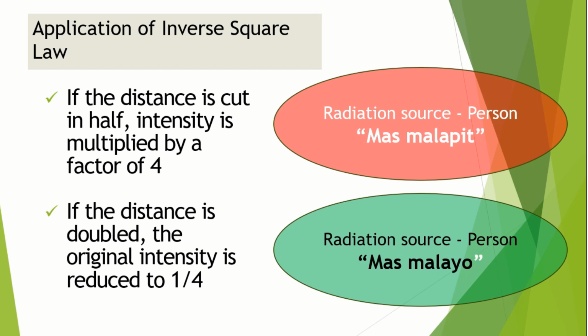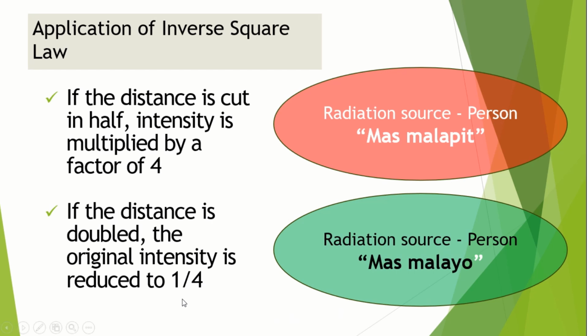So, if the distance is doubled, no? If the distance is doubled, the original intensity is reduced to 1/4. So, kapag lumayo tayo, doblehin natin yung distance natin mula dun sa source, radiation source and person distance. Marireduce natin by 1/4 or by 25% yung ating radiation intensity.